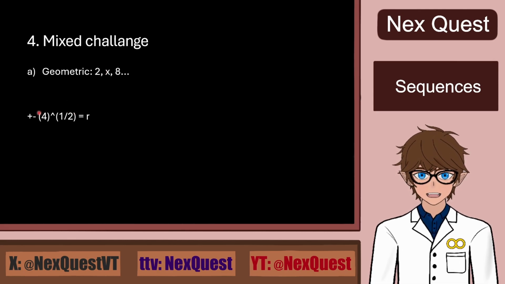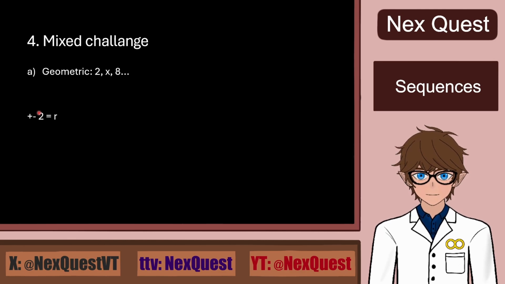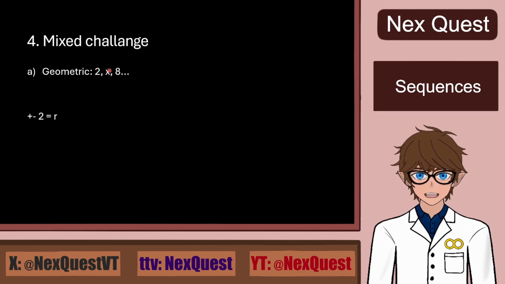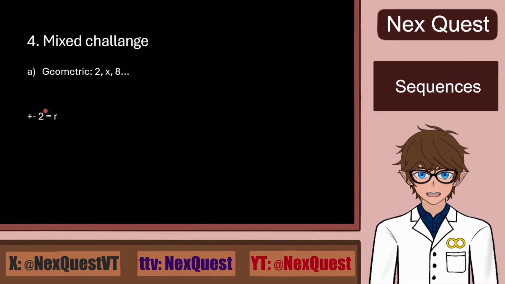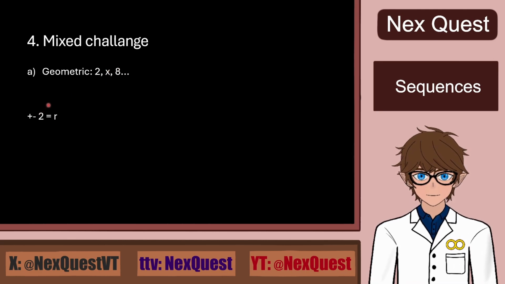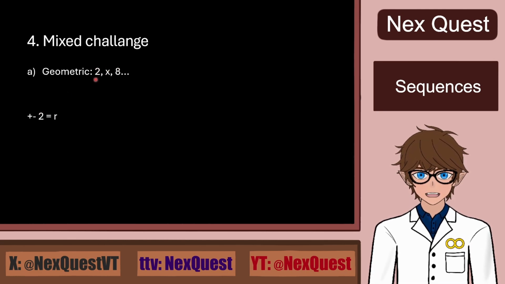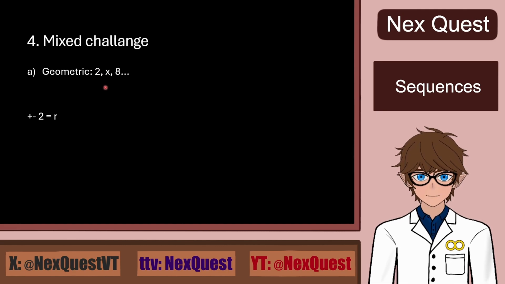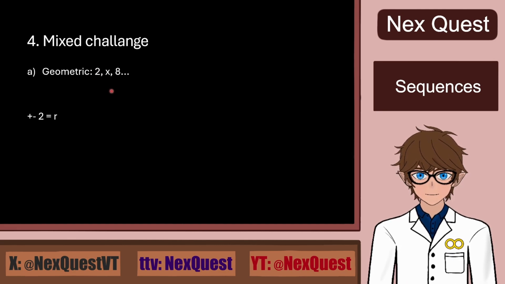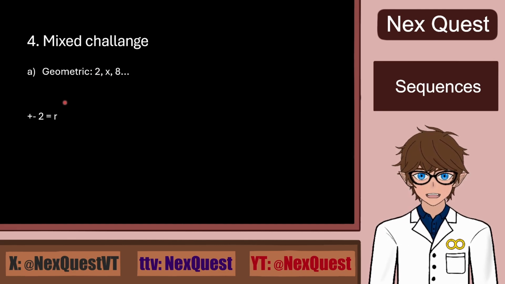Can the ratio be negative or positive? Well, let's see. If we multiply 2 by 2, we get 4, and if we multiply again, we get 8. Okay, so it's definitely plus 2. But what about minus 2? If we have 2 times minus 2 is minus 4, times minus 2, oh, that's 8. Okay, so we have 2 solutions.